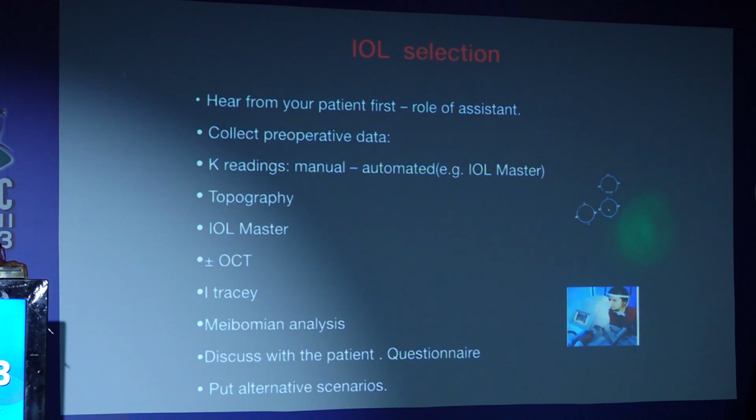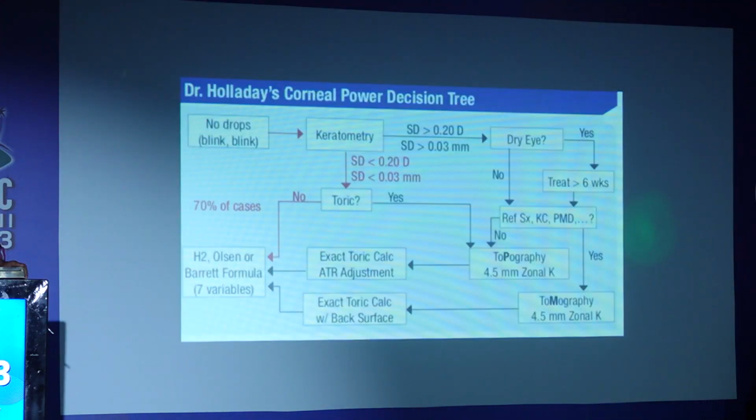So, and then you need to actually put in alternative scenarios to the patient. A quick workflow that I follow is Dr. Holliday's corneal power decision tree. Patients are taken on a keratometer. If there is a standard deviation of more than 0.2, assess for dry eye, treat the dry eye, and after 6 weeks reassess and do a topography. If the patient's standard deviation is less than 0.2, check out the cylinders.